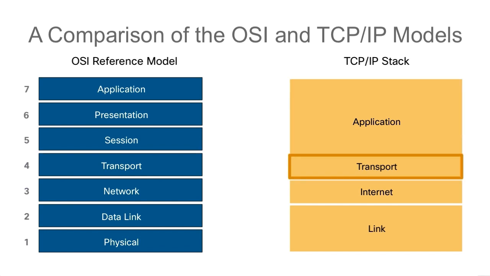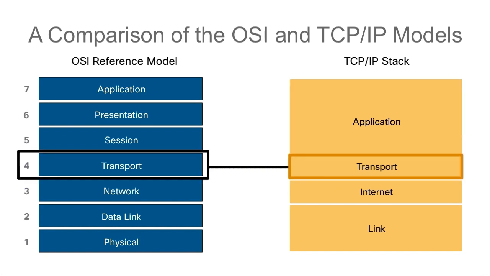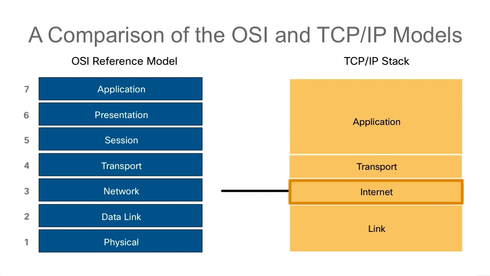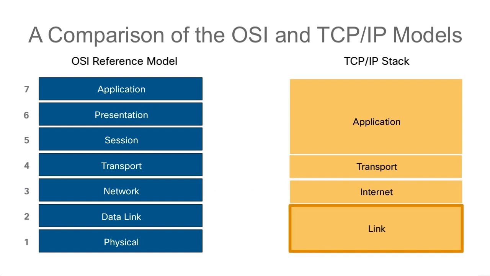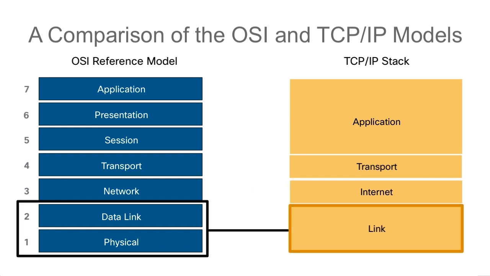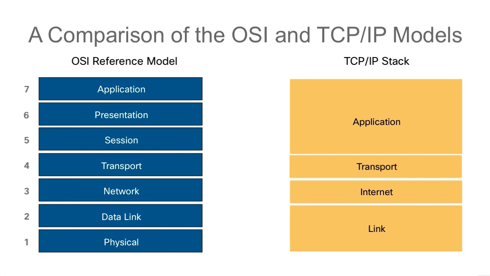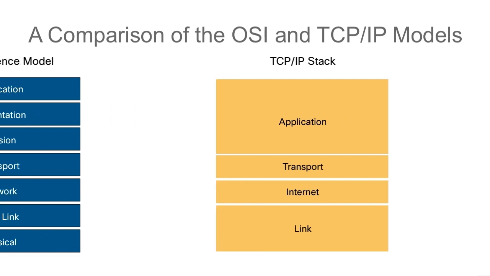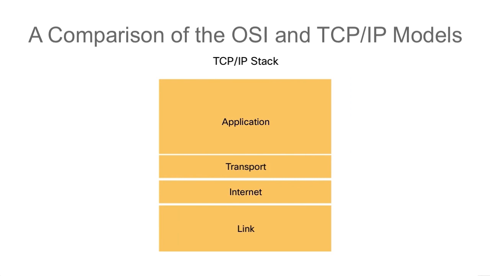The next layer down would be the transport layer. That maps directly across to layer 4 of the OSI model. Next would be the internet layer. That maps directly across to the network layer. And then we have the link layer, and that would embody both the data link and the physical layer of the OSI model, layers 1 and 2. So this is the comparison of those two models. We can put off the OSI model and focus specifically on the TCP/IP stack.